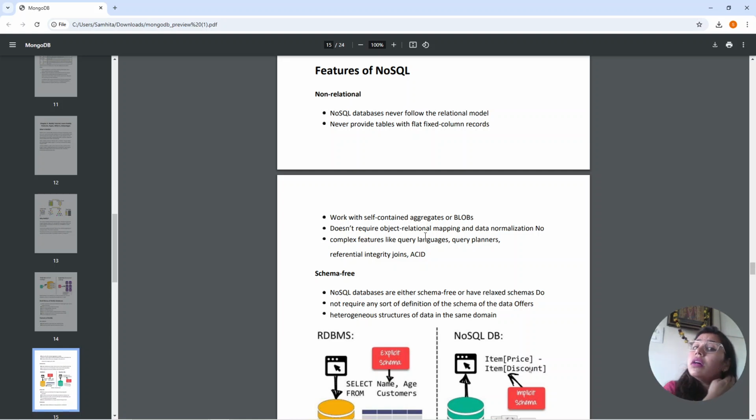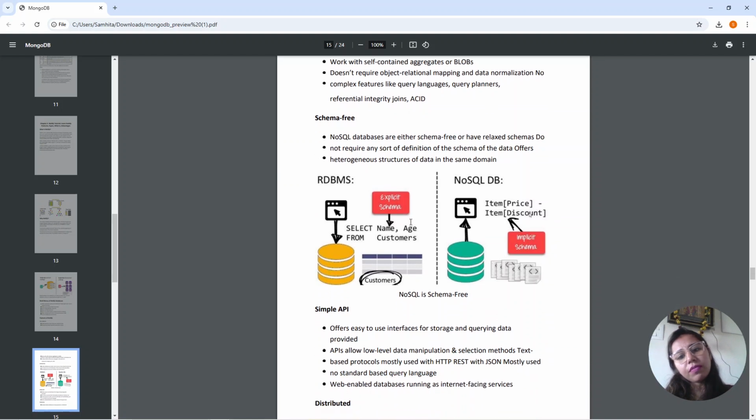So yes, next is schema free. We were talking about schema free. A schema is a structure, right? We are putting everything in a structured form. Schema-less is where you do not have to put any structure. It just has a relaxed schema and does not require any sort of definition of your schemas. Okay, so that is how it works.